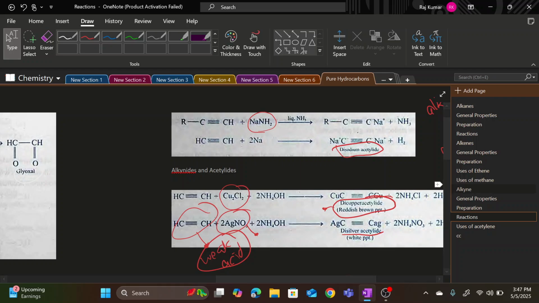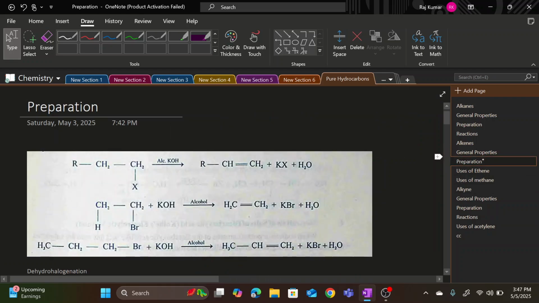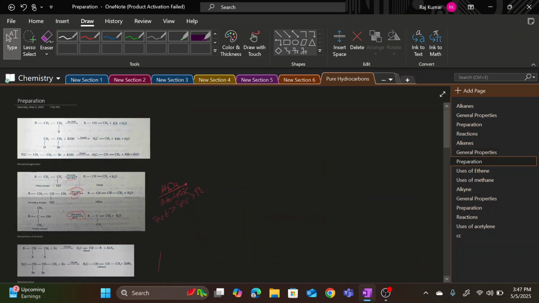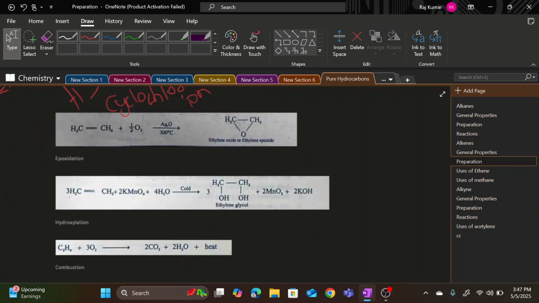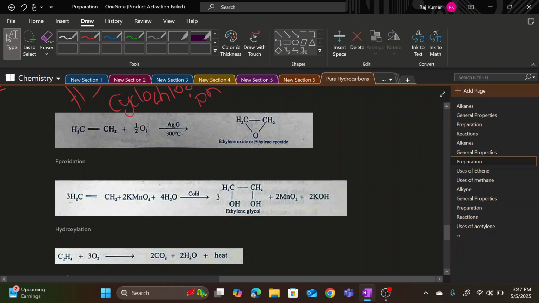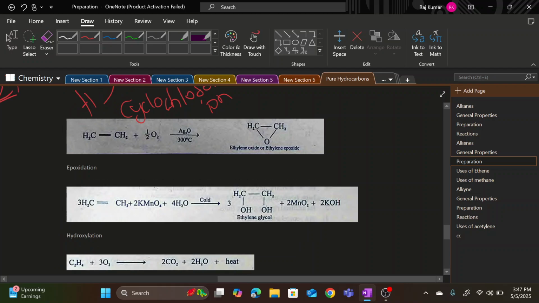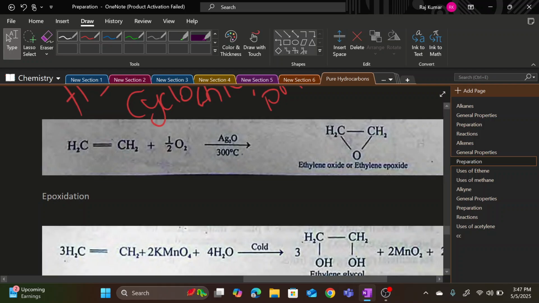Now, let's just move back onto some oxidation reactions of alkene. These are the oxidation reactions of alkene. Now, if we're going to have ethene with oxygen, we are going to take ethene and we are going to oxidize it through peroxy acid.